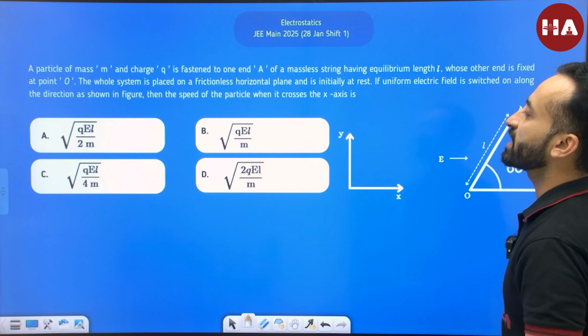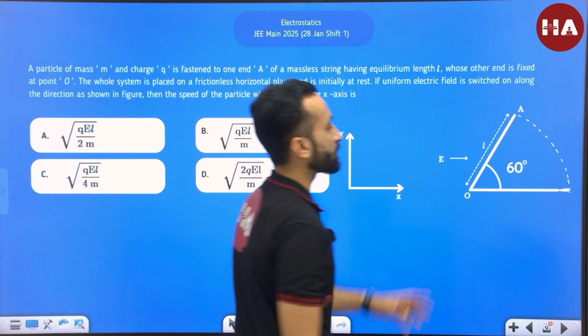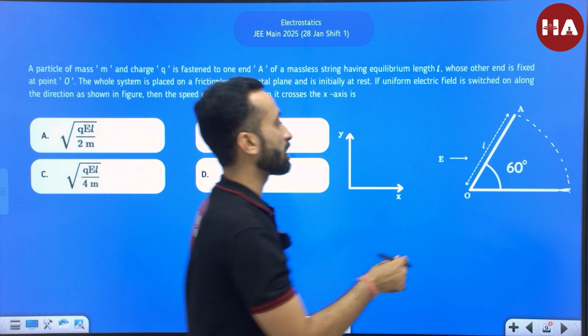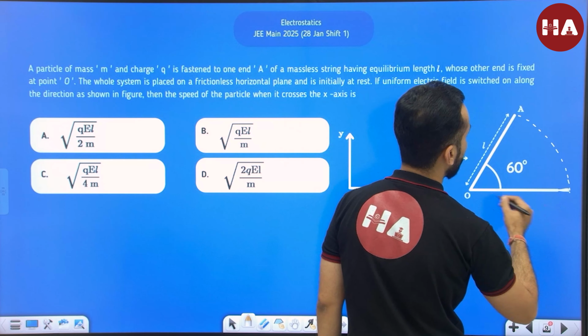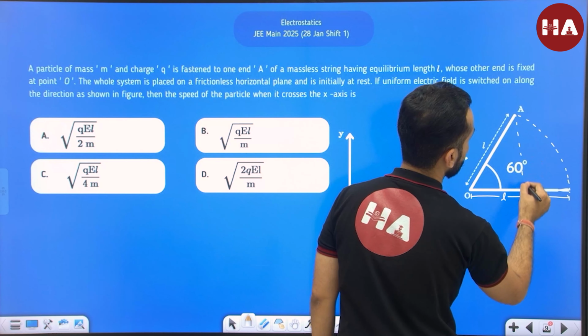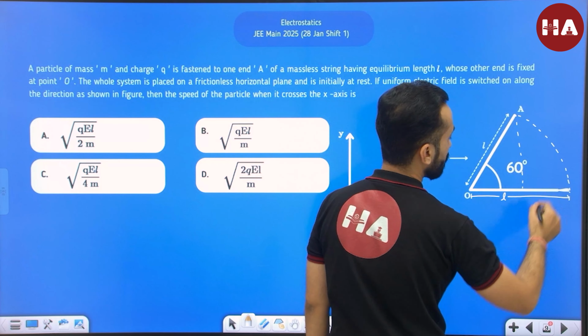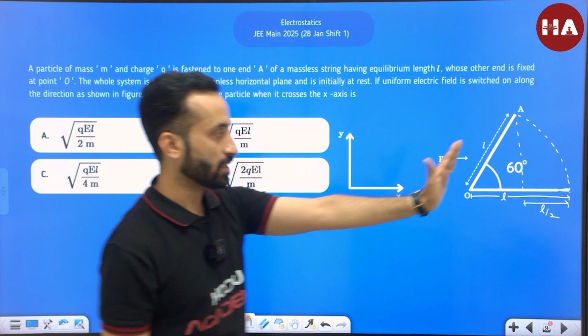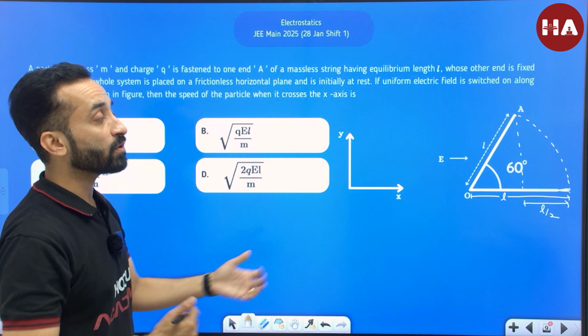So this electric field is going to push the particle, but since it is bound to move along the circular arc, because this point is fixed, it is going to move in a circular arc. So this length is going to be L as well. And this particle has moved how much distance? It has moved L by 2 distance to the right. Why do we bother about the right?